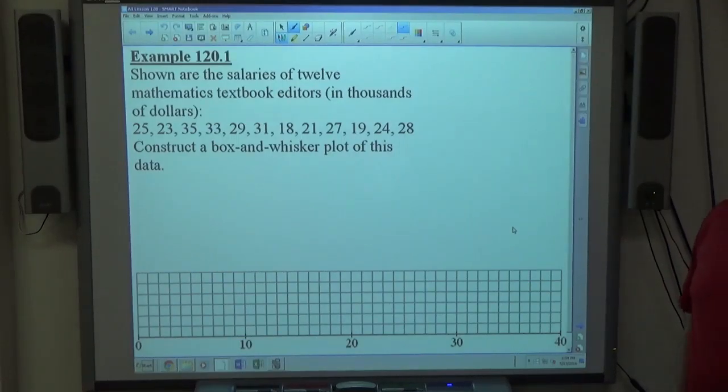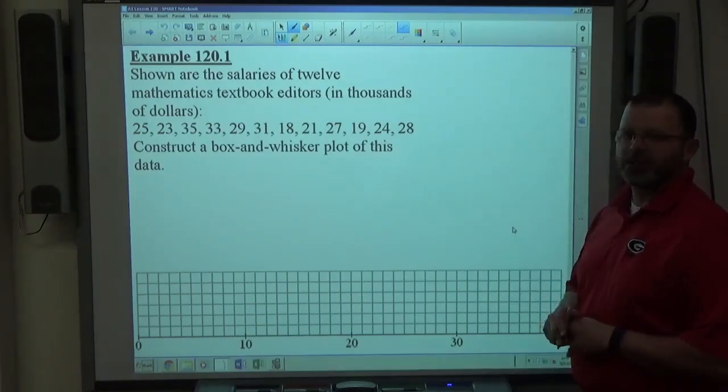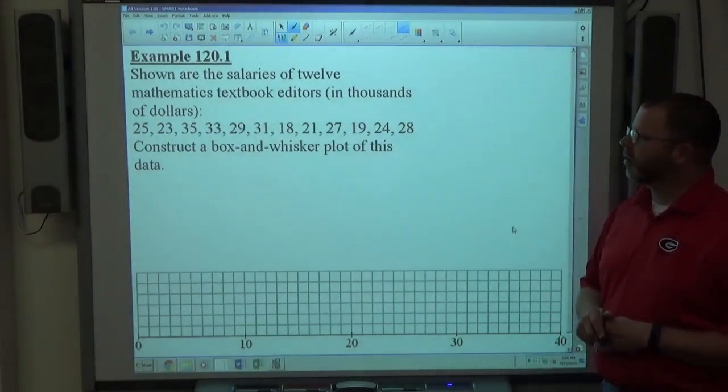Example 1. Shown are the salaries of 12 mathematics textbook editors in thousands of dollars. So there you go. Construct a box and whisker plot of this data. So, first thing I want to do is arrange the data in numerical order, smallest to largest.